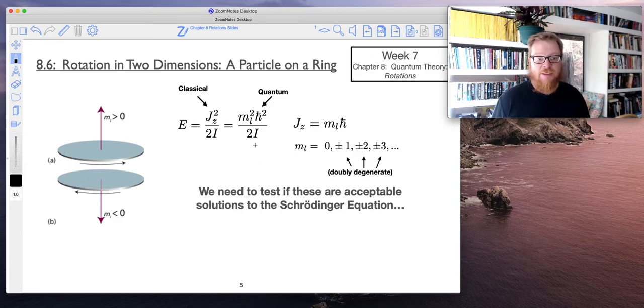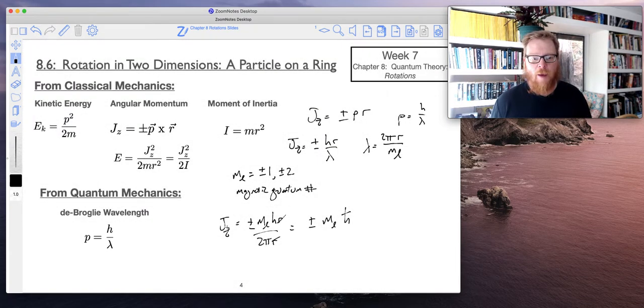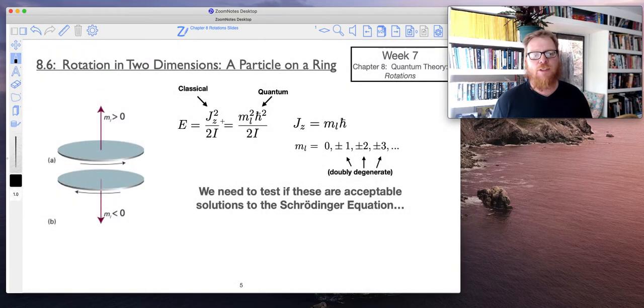But as far as quantum is concerned, we wrote that Jz is ml h bar. So when we substitute that ml h bar in for Jz, we get that in terms of quantum mechanics, E is ml squared h bar squared divided by 2I, where Jz equals ml h bar. Now, I only showed you that plus or minus 1, plus or minus 2 are what we think are acceptable so far. We're going to see shortly that 0 is acceptable and that 3 is also acceptable. We're going to see how that manifests.